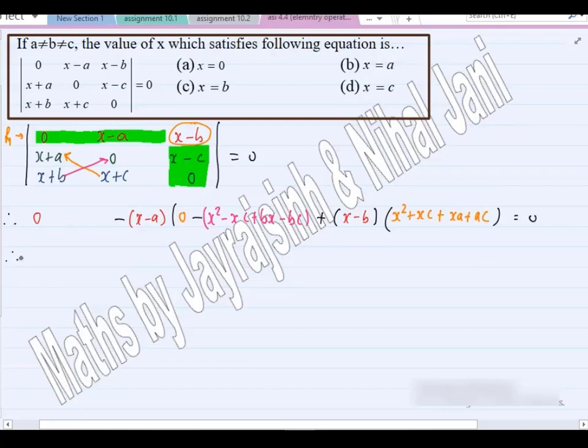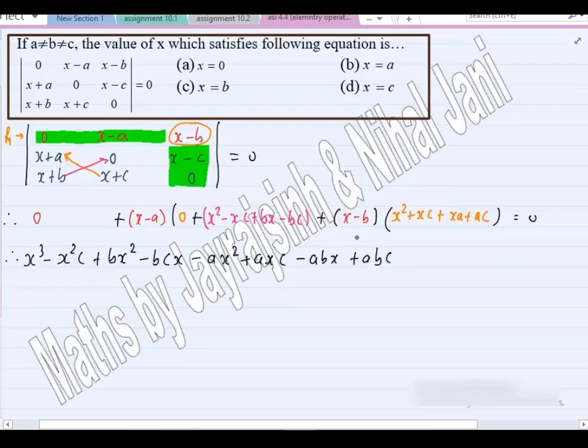Okay, now it's time to open all the brackets. Let's talk about the first term. This minus minus becomes plus. Now multiply x with each element: this gives x cube minus x square c plus bx square and minus bcx. Now let's multiply minus a. So here we'll get minus ax square plus axc minus abx and plus abc.